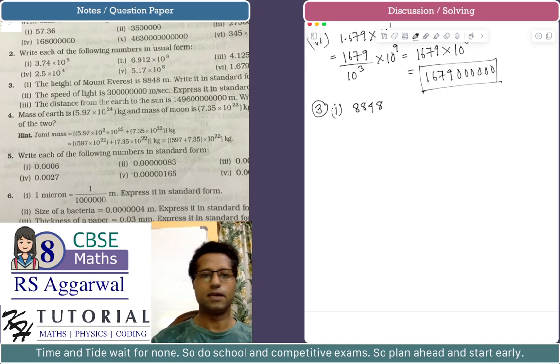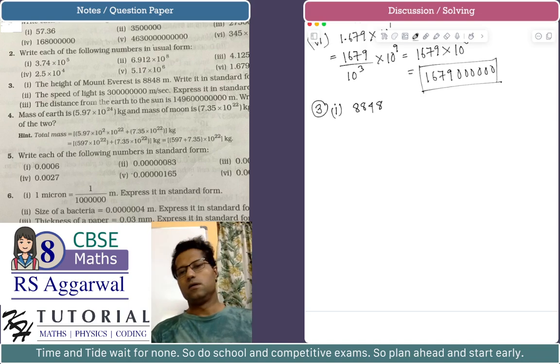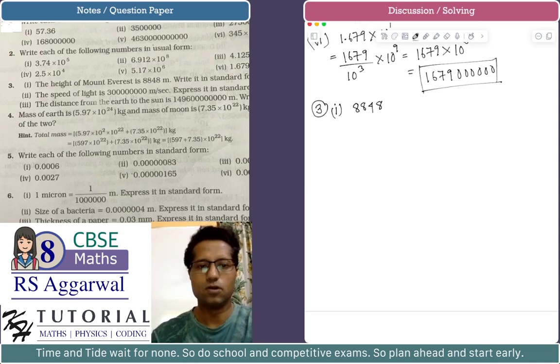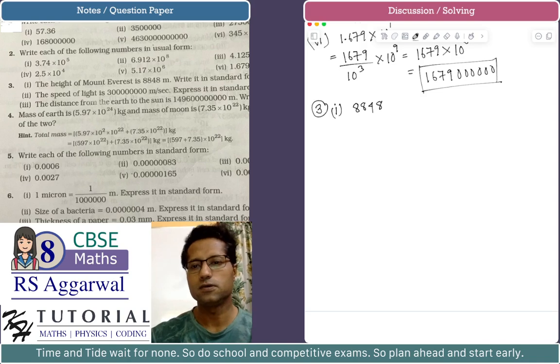8848 in standard form. Now this is not a very big number, you can do it manually. Now, if you want to follow the steps I mentioned in the discussion on how to express a large number in standard form, first you put the decimal point after the leftmost digit, that is 8. We have 8.848. Then you find y, the number of digits to the right hand side of the decimal point.